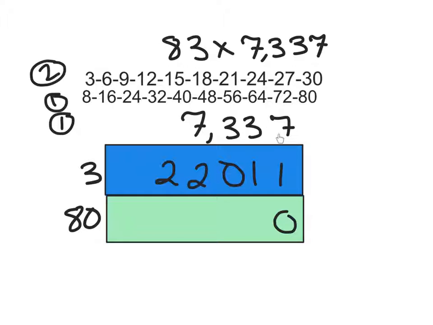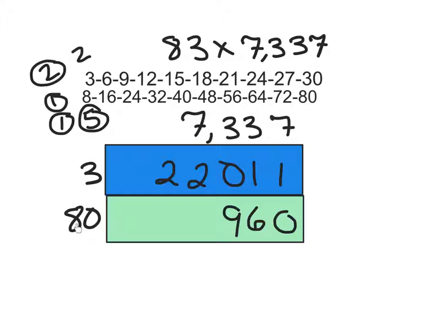And 8 times 7 is going to give you 56. I'm going to drop the 6 and carry the 5. 8 times 3 gives you 24. Plus this 5 here will give you 29. Drop that 9, carry that 2 right up there, and move along.